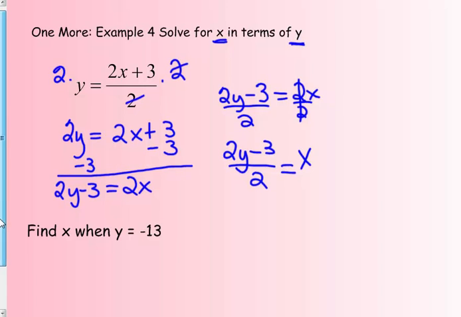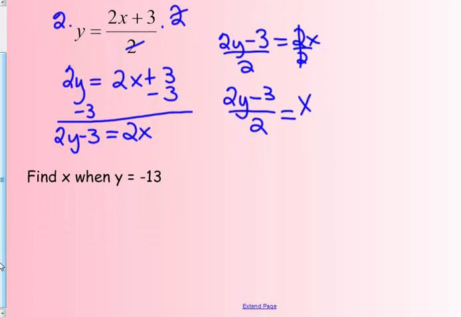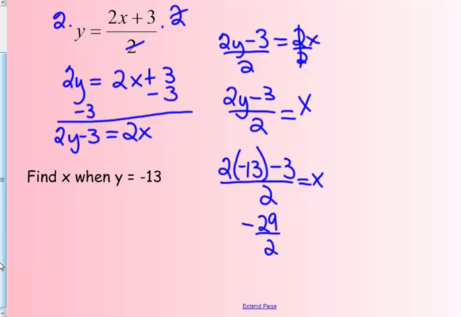Find x when y equals negative 13. Okay, 2. Can't say negative 26. You got to show 2 times negative 13 minus 3 all over 2. I know you want to do it in your heads, but you got to show that substitution. 2 times negative 13 is negative 26. Negative 26 minus 3 more is negative 29. Negative 29 over 2 equals x.